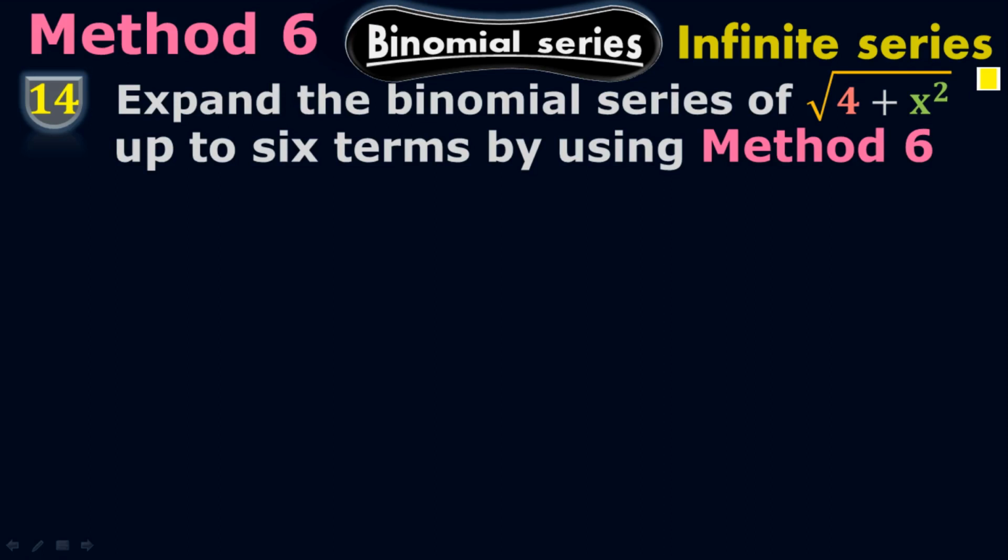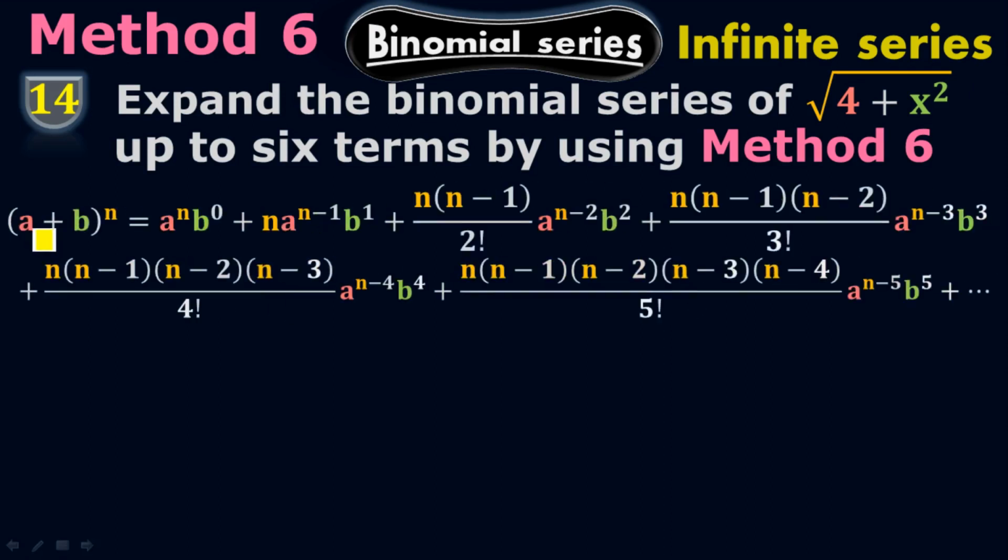It satisfies the condition. So from the binomial theorem that we have, (a plus b) to the whole n equals to this expression, we have to expand the binomial series up to 6 terms. 1, 2, 3, 4, 5, 6. 6 terms. Since it goes to infinity, we can't go up to infinity. We need to go up to 6 terms.